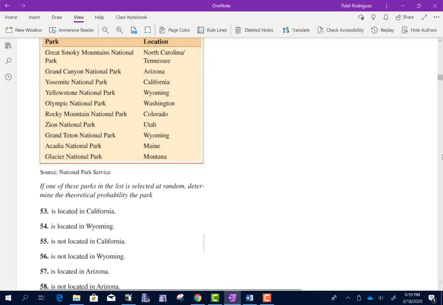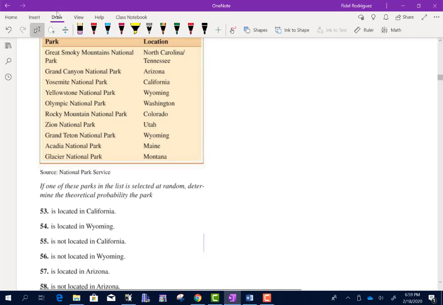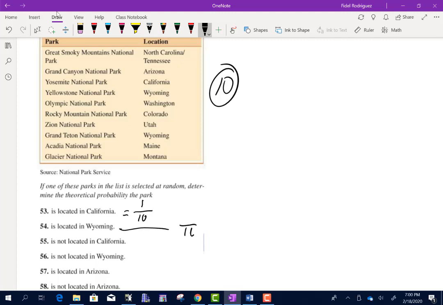Perfect. Okay. So let's come back here. Okay, so we have a total of 1, 2, 3, 4, 5, 6, 7, 8. It looks like there's a total of 10 parks, okay? This one, what's the probability that it's located in California? So California, just looks like there's one of them. So 1 out of the 10. Okay. What's the probability that it's located in Wyoming? 2 out of the 10, which is the same thing as 1/5.